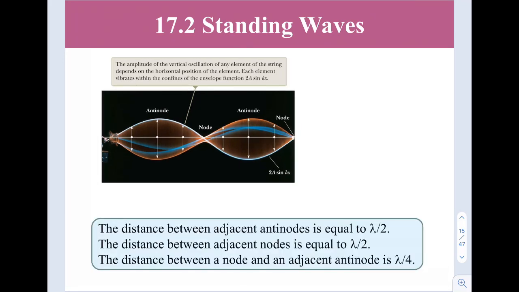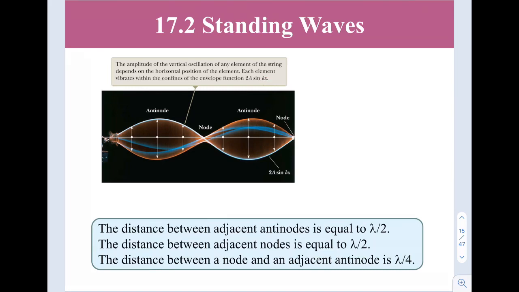In conclusion for this diagram, if you see here, the amplitude of the vertical oscillation of any element of the string depends on the horizontal position of the element, the x. Each element vibrates within the confines of the envelope function of 2A sin kx. The envelope function here is the amplitude for the resultant wave when they combine, y1 and y2.